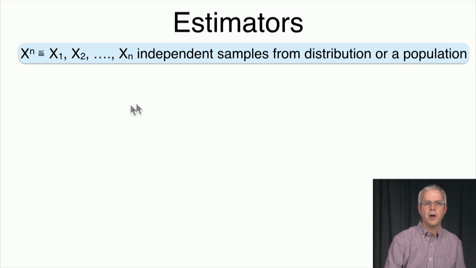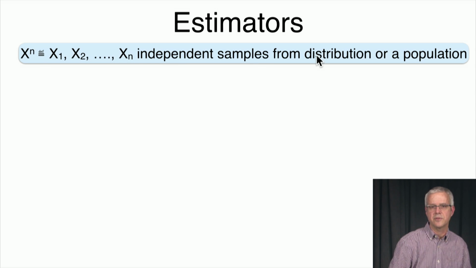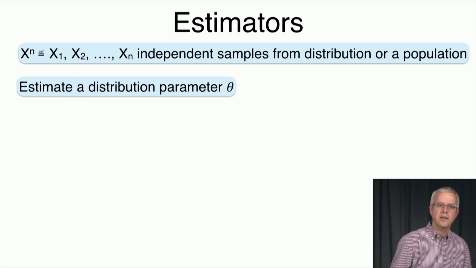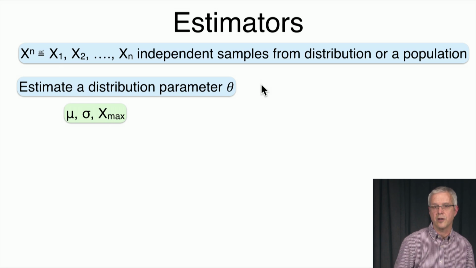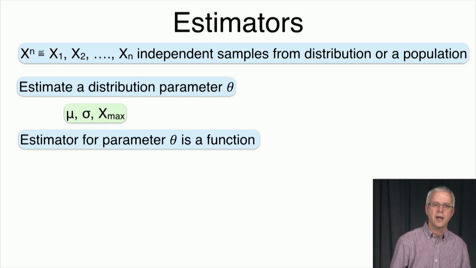So as we know, we're taking a sample, which is a sequence x1 up to xn of independent samples from a distribution or a population, and we denote it by x superscript n, just the sequence of all n samples. And from the sequence, we want to estimate a distribution parameter theta. For example, theta could be the mean or the maximum value in the distribution or the population, and so on. Okay, so mean or standard deviation or the largest value that has positive probability, or the largest value that appears in the population. And we do it by using an estimator.